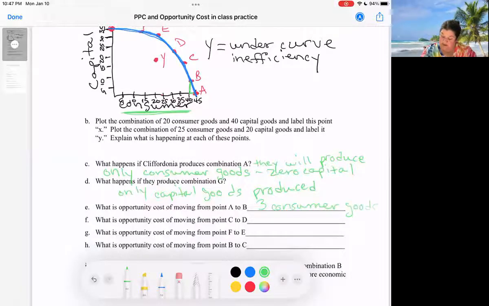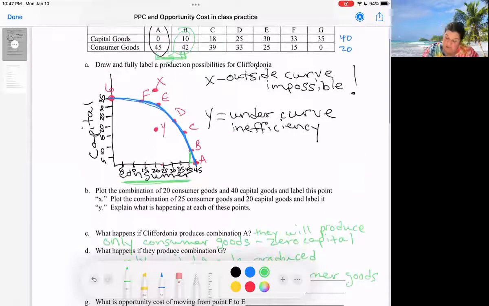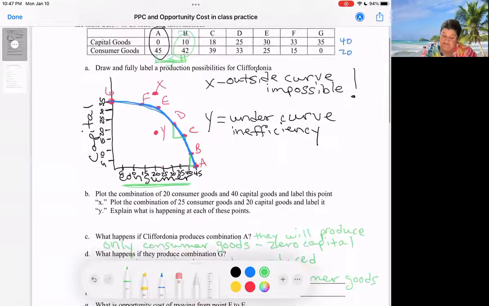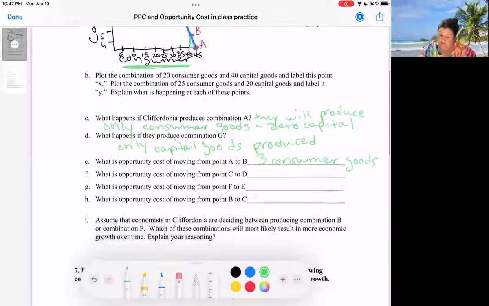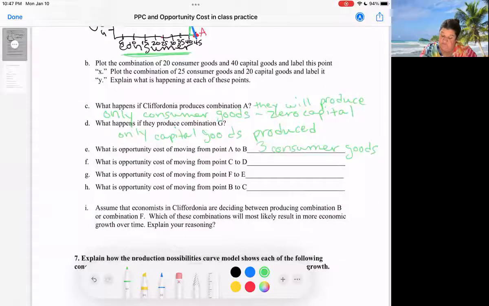All right, what's the opportunity cost of moving from C to D? Again, we're going from this point up to this point. We're still moving up the curve. So our opportunity cost is going to be consumer goods. And we are going this time from C to D. So let's look here from point C to point D. What's the difference between those two things? Who can do math? It's 6. So our opportunity cost of moving from C to D is 6 consumer goods.